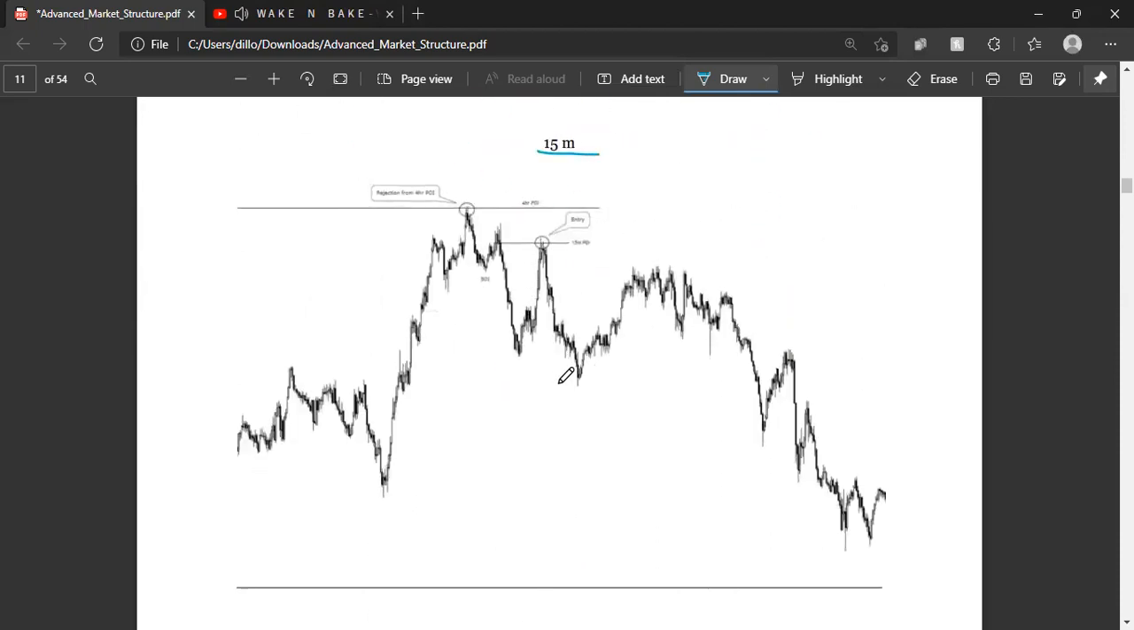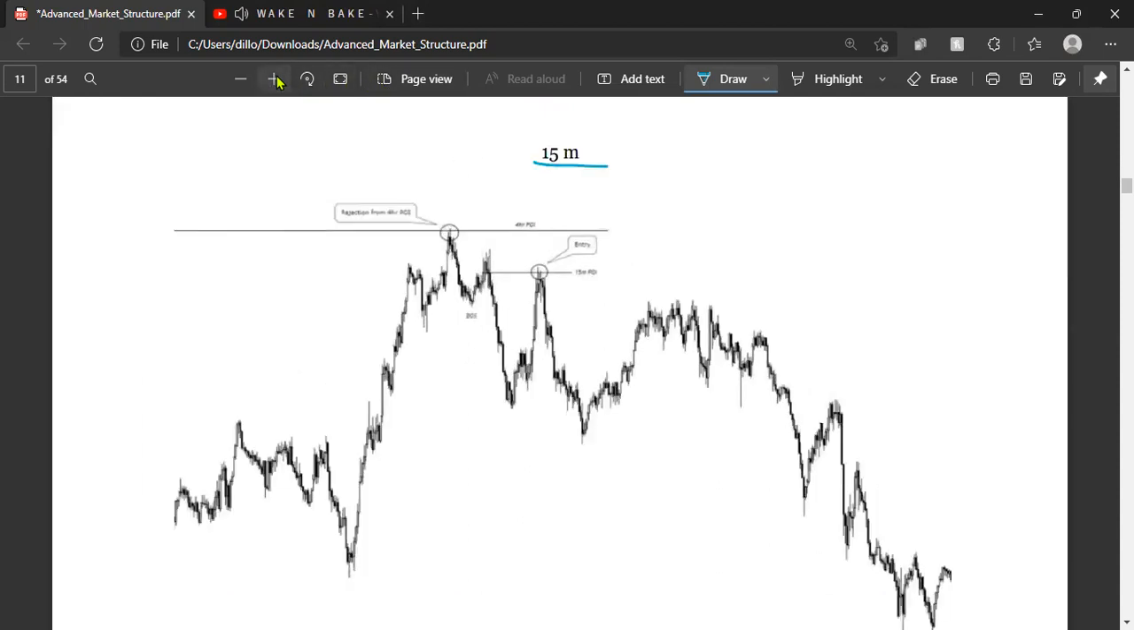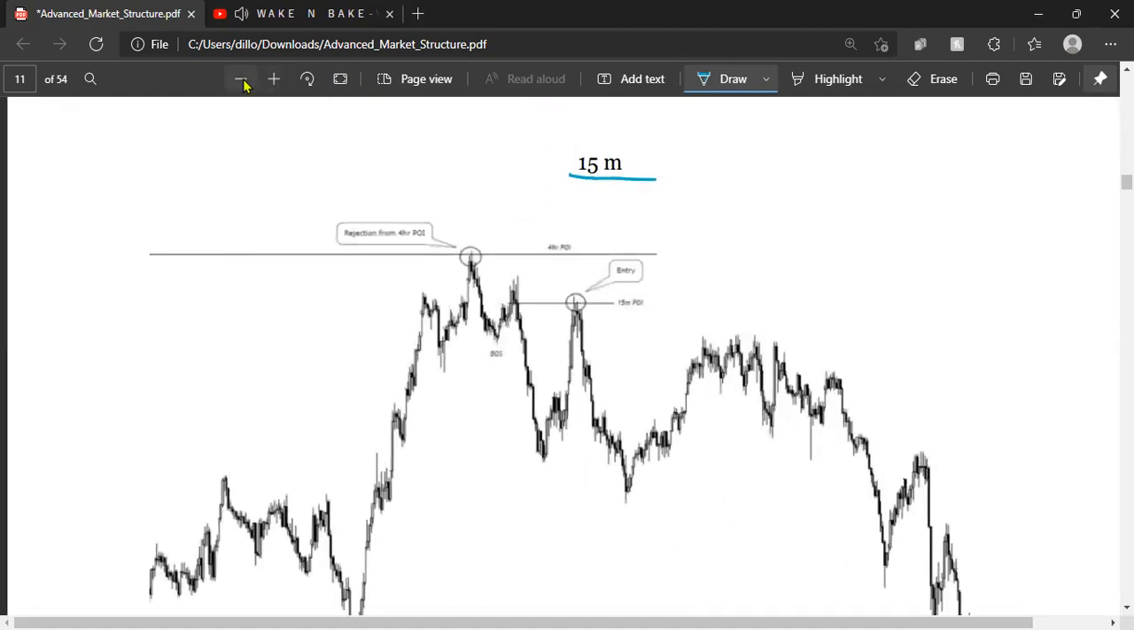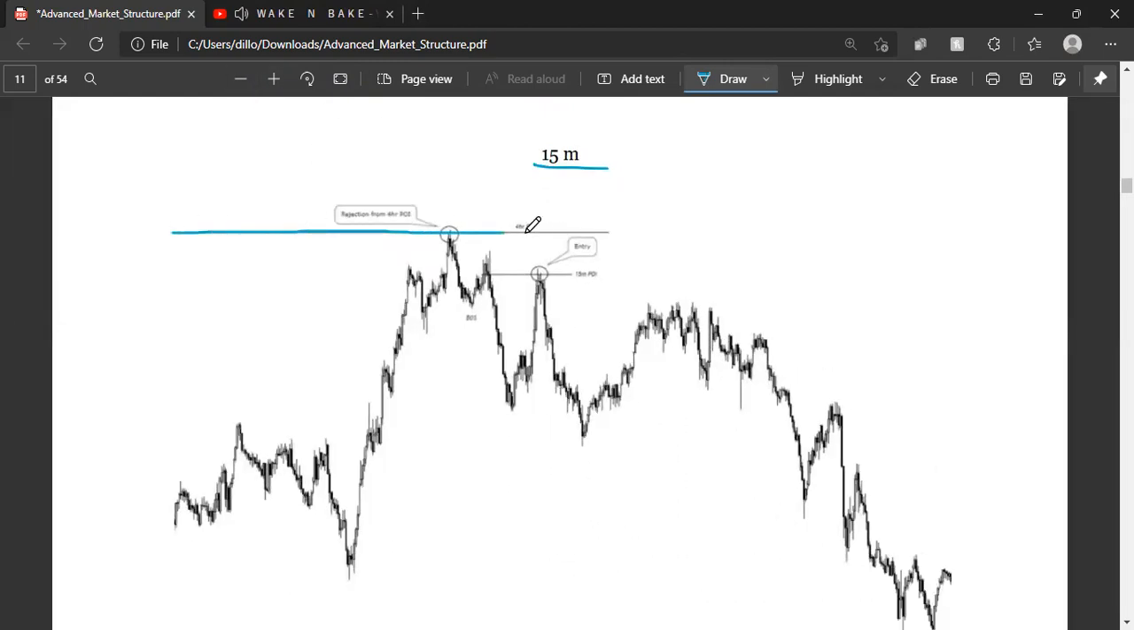On the 15-minute, oh wow, this is such a juicy, clean setup. Ideally, I wish every setup could look like this. Right here, this line is our 4 hour point of interest, and we got a rejection from that. Here's our initial rejection. Did this low give us a break of structure?